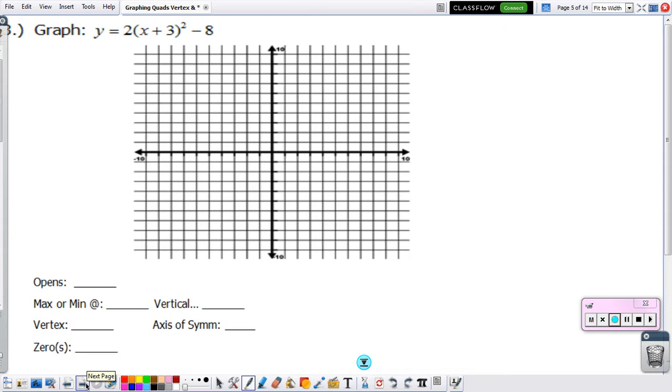Okay, the third one, my a value is 2. My vertex, be careful here, it's -3, -8.